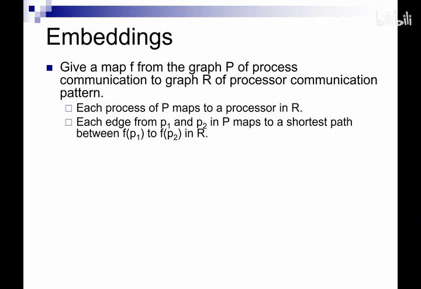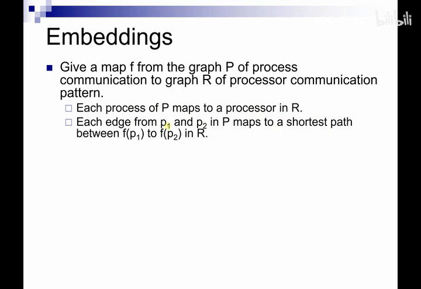Okay, so just to make this a bit more formal, we want to find a mapping between the set of processes, which is represented by a graph P, to the set of processors, which is represented by a different graph, R. Okay, so we need that each process P maps to a processor in R. Okay, and also we're going to take the edges in the graph P, and we're going to map them to the shortest paths in R.